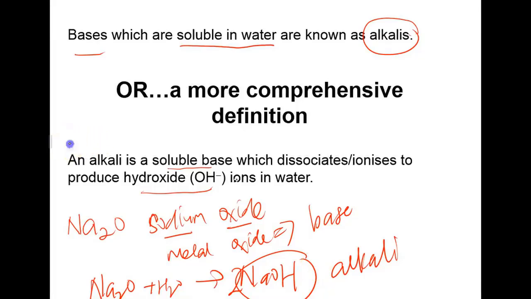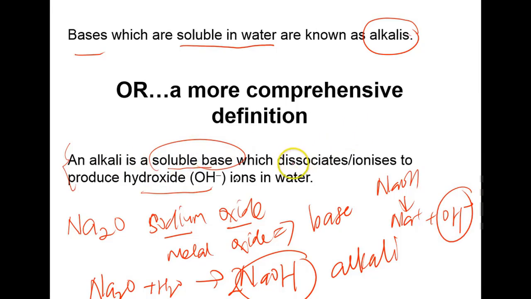And from the definition above, NaOH can dissociate to give you Na+ and OH- ions. Right, so an alkali is a soluble base which dissociates in water to give us the hydroxide ions over here.